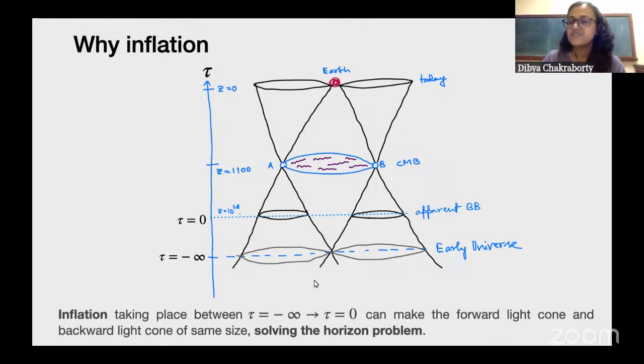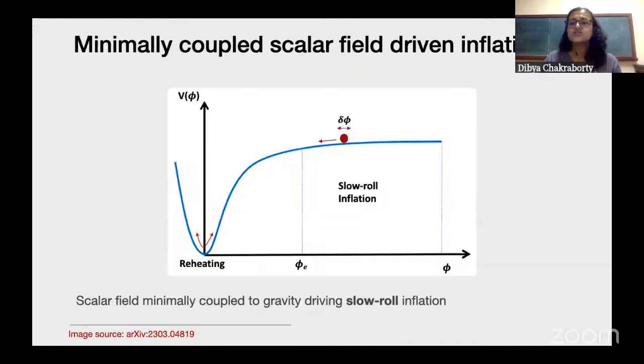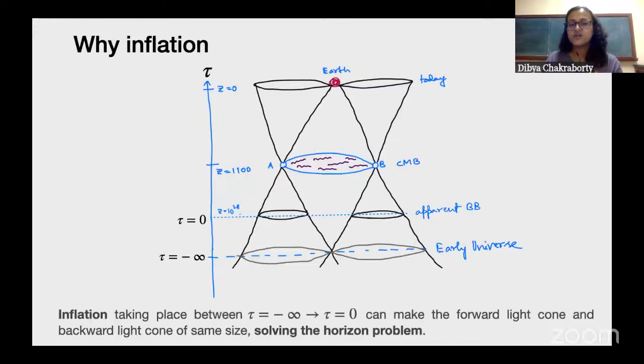How much inflation we need and when exactly to stop it, we calculate by measuring how much we have to stretch to solve the horizon problem. Like how much we stretch from tau equal to 0 so that we make the light cones contact. So that is one of the pivotal roles that inflation plays in solving the problems of the lambda CDM model, which we know is the standard model of cosmology.